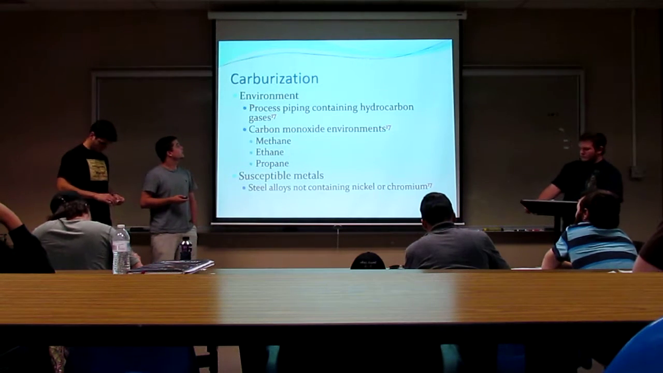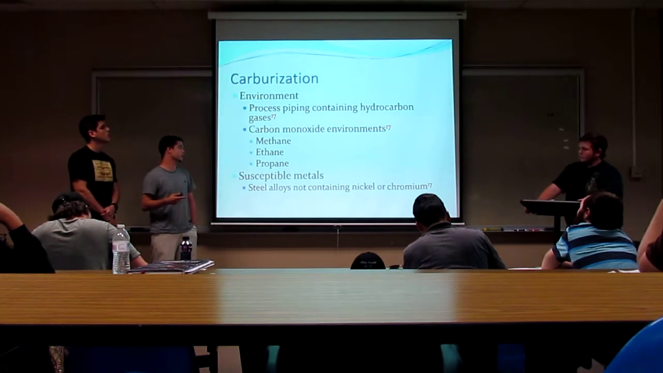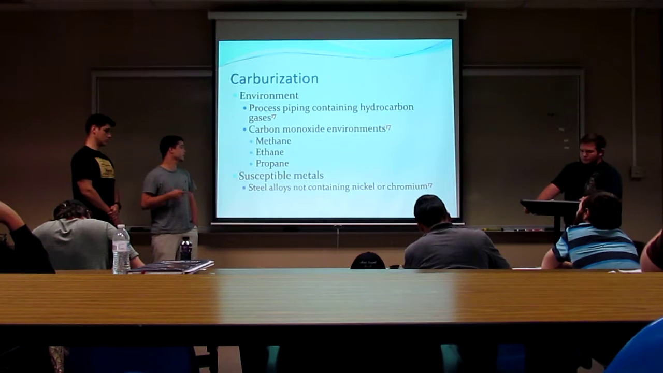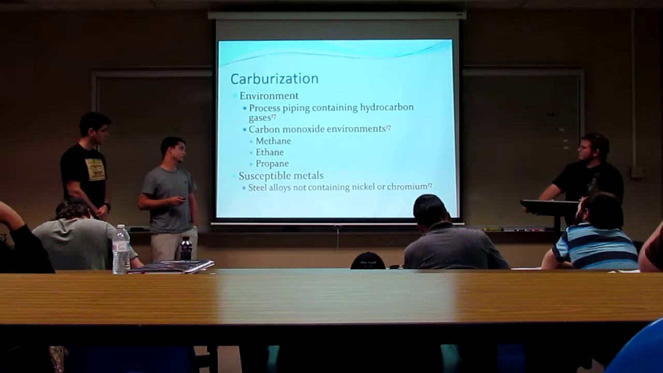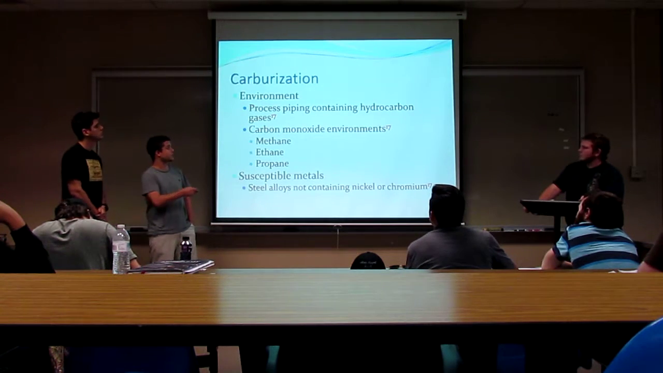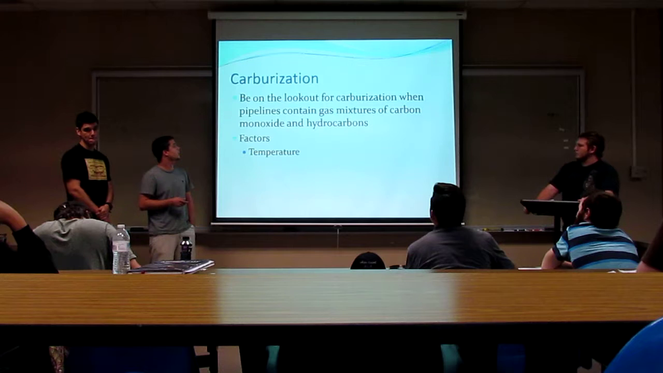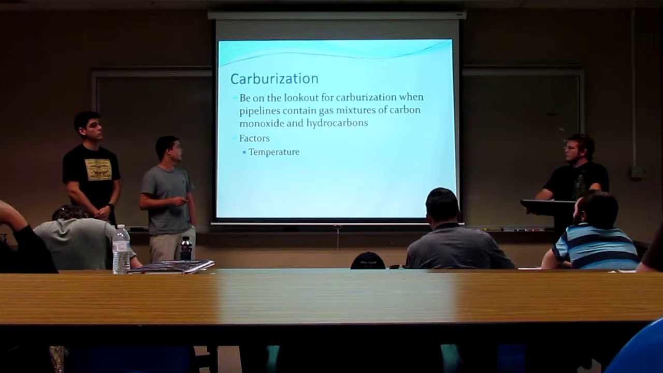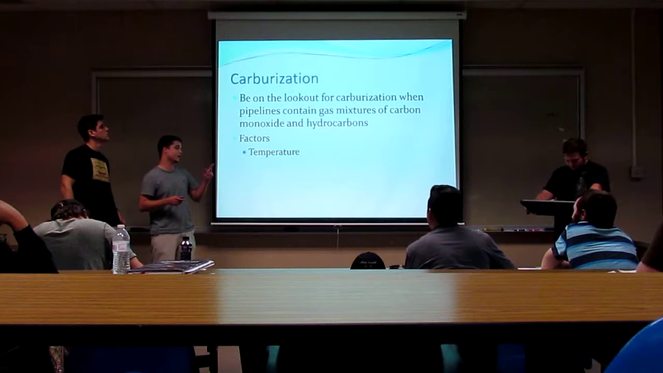Environments: it happens in process piping containing hydrocarbon gases and carbon monoxide environments, so anything with methane, ethane, propane. Susceptible metals: steel alloys are pretty susceptible, and nickel and chromium are good at resisting it. Be on the lookout for carburization when pipelines contain gas mixtures of carbon monoxide and hydrocarbons. As temperature increases, so does carburization. As the temperature gets higher, it gets worse.